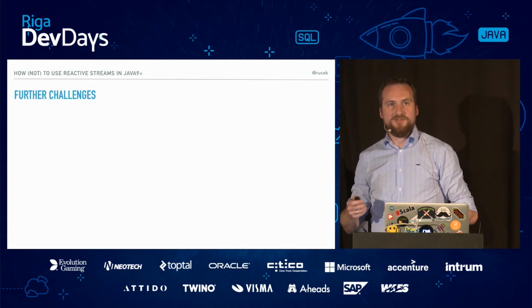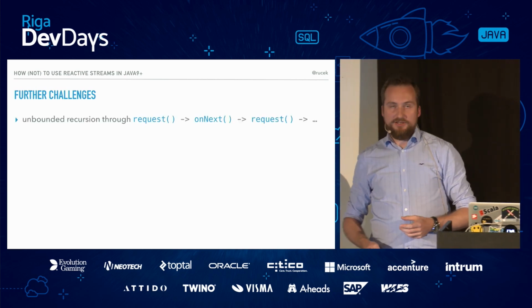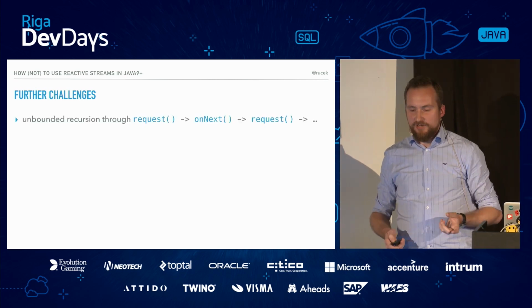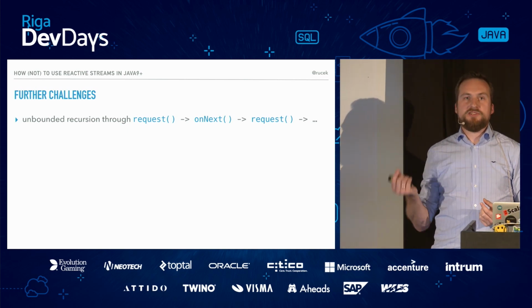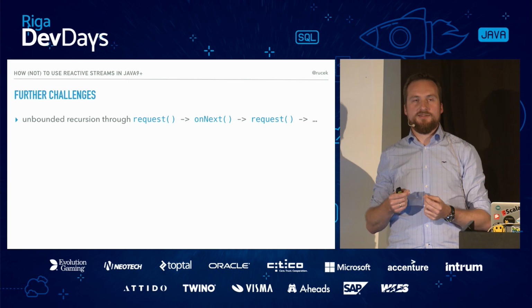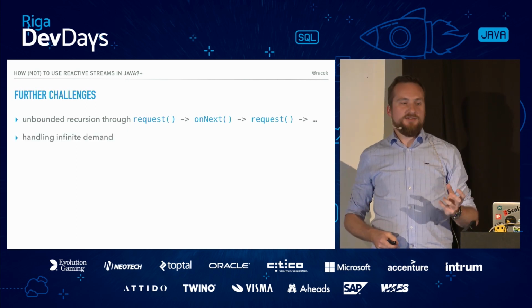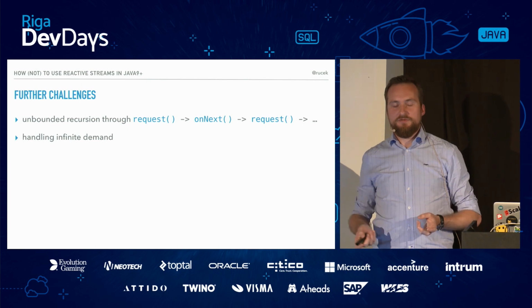So to sum up, the challenges we've ended with so far: the first of them is the unbounded recursion, which results from the fact that we are synchronous, and then there are infinite calls to request, onNext and request. And then you saw the other error, which is about infinite demand.